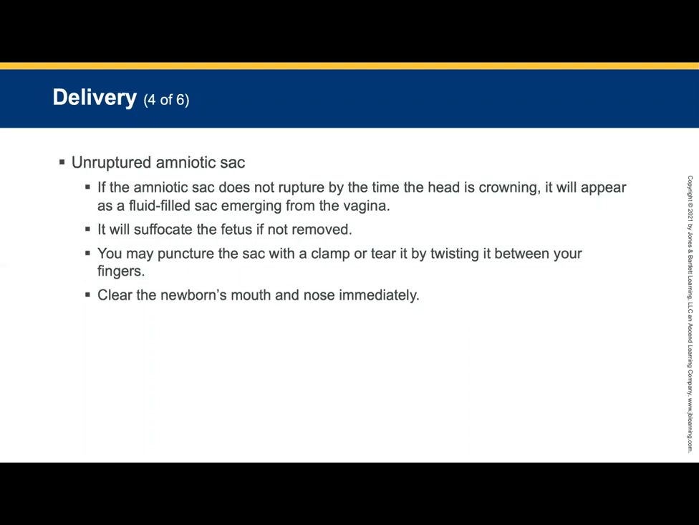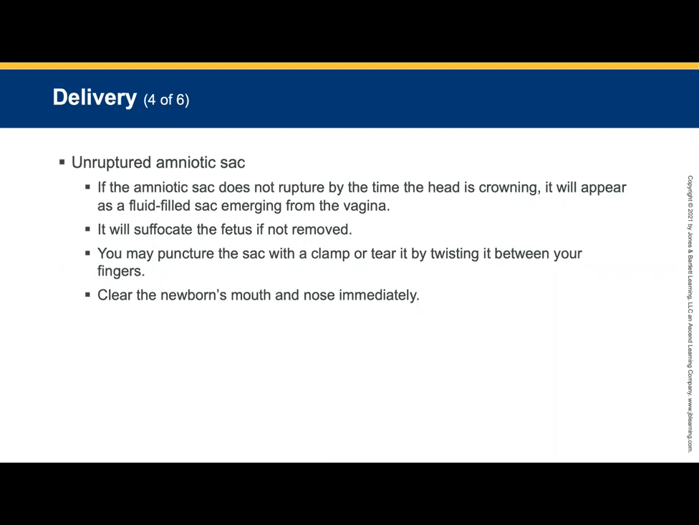Unruptured amniotic sacs: usually the sac will rupture at the beginning of labor or during contractions. If it is not ruptured by the time the fetal head is crowning, it's going to look like a pus sac. That's how I described it when I first saw it. I was like, what is that? The sac comes out of the vagina before the child. The sac will start to suffocate the child if it's not been removed.